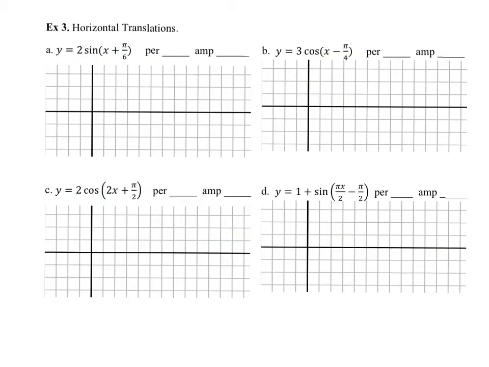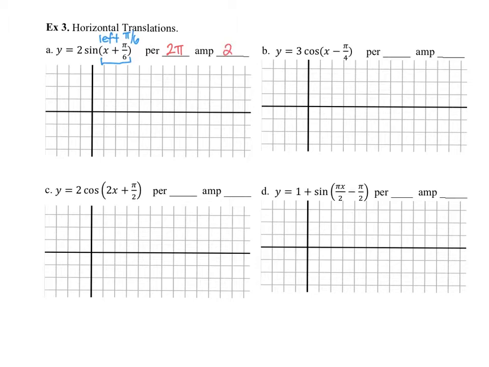Okay, the last thing we're going to do with the sine and cosine functions is horizontal translations, and I will show you a couple ways to do it, and depending on the function or your preferences, you might choose to do it one way versus the other. Okay, in parentheses, I have x plus pi over 6, which means this function is moving left pi over 6 from the parent function. The period is 2 pi, and the amplitude is 2.